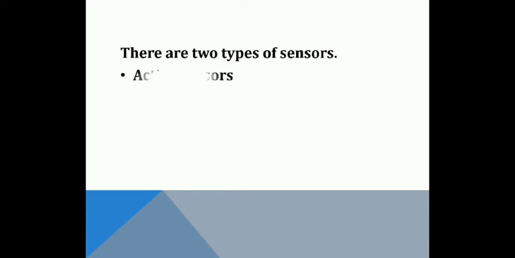There are two types of sensors, active sensors and passive sensors. We'll see these in detail in the upcoming videos. Basically, this categorization of sensors depends on the source of light, or whether an external light source is required for sensing the data.